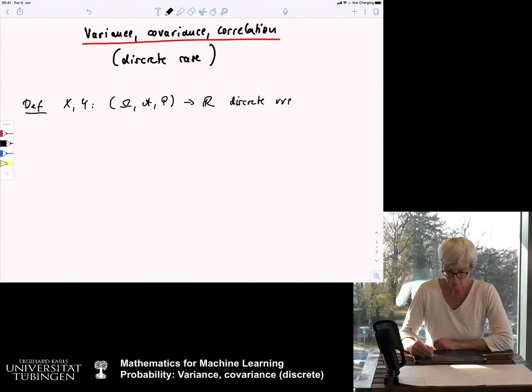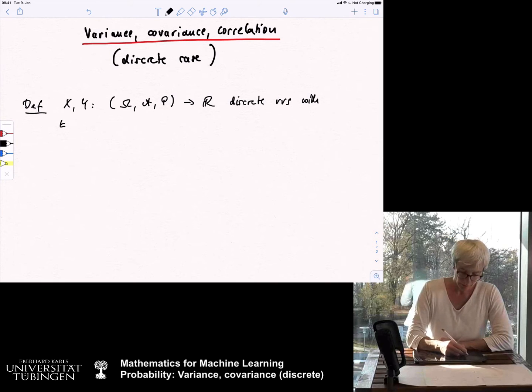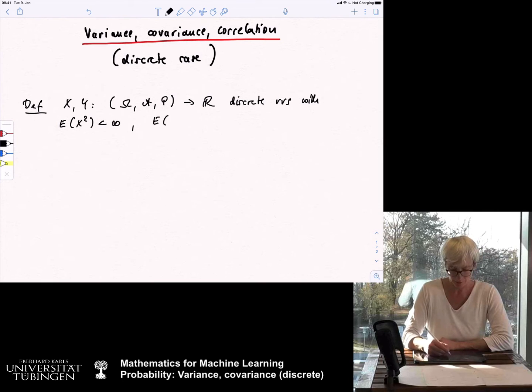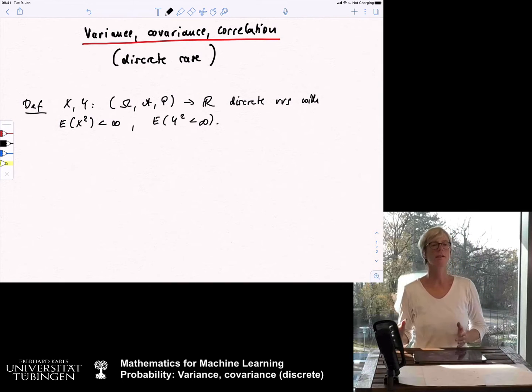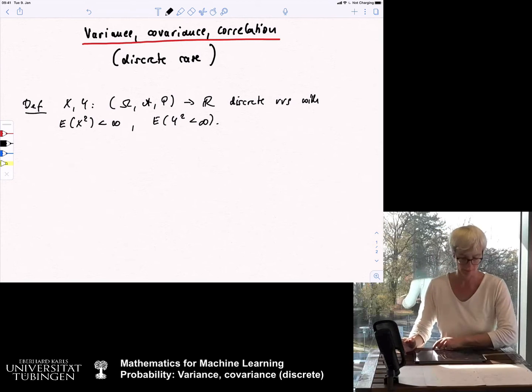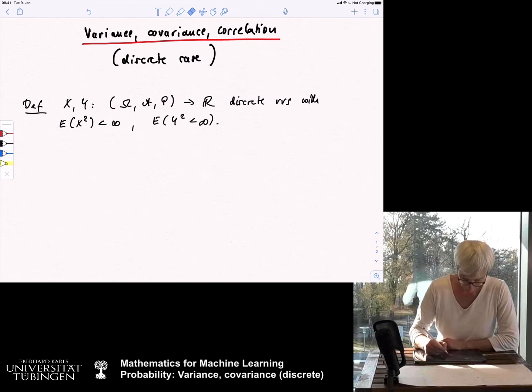random variables. And now we need to make another assumption: the expectation of X squared is smaller than infinity, and also the expectation of Y squared is smaller than infinity. We are going to need that because otherwise we cannot compute the variance. We are going to see it in a minute. And sorry, here's a parenthesis wrong.